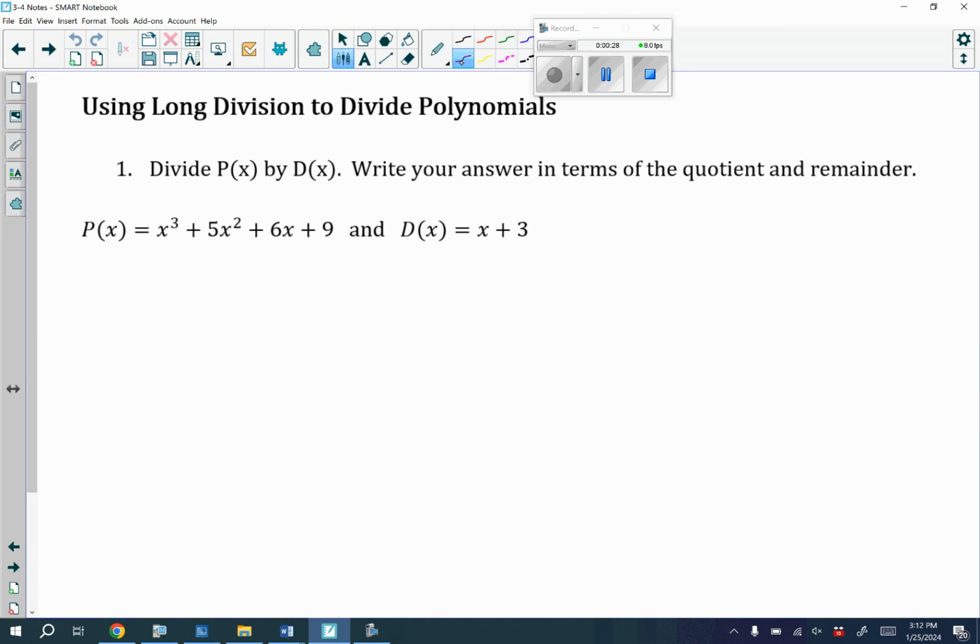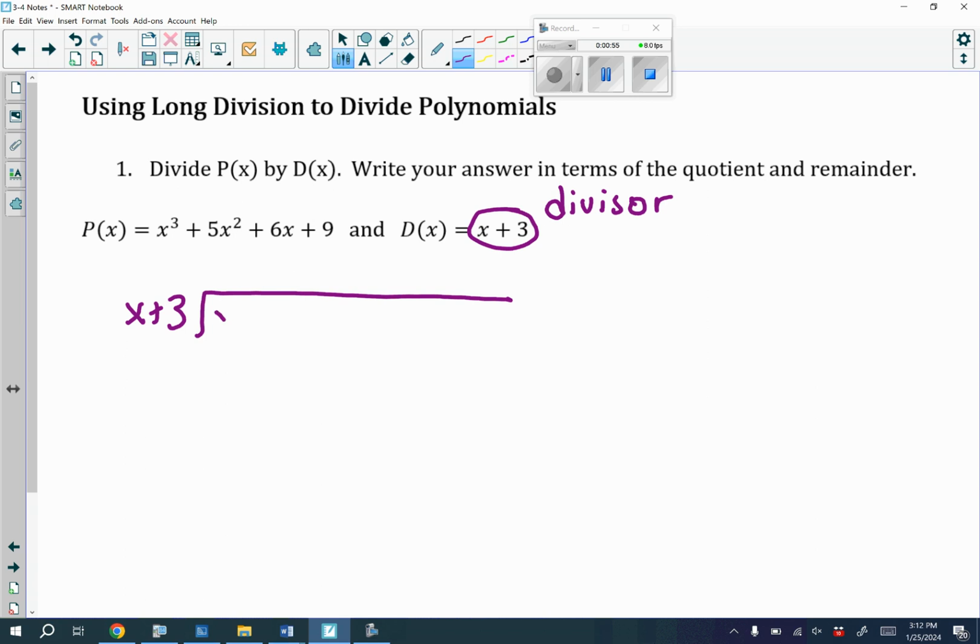So how we set this up, we're going to divide p of x by d of x, and we're going to write our answer in terms of quotient and remainder. The d of x, what we call the divisor, is going to be on the outside of our division bar. Notice this is a little different than synthetic division for that division bar. What goes inside is the p of x.